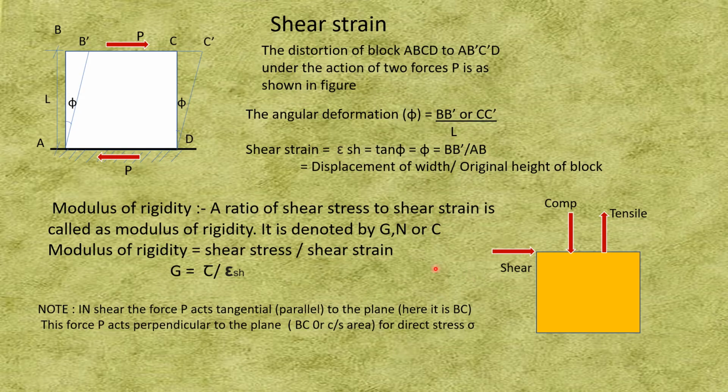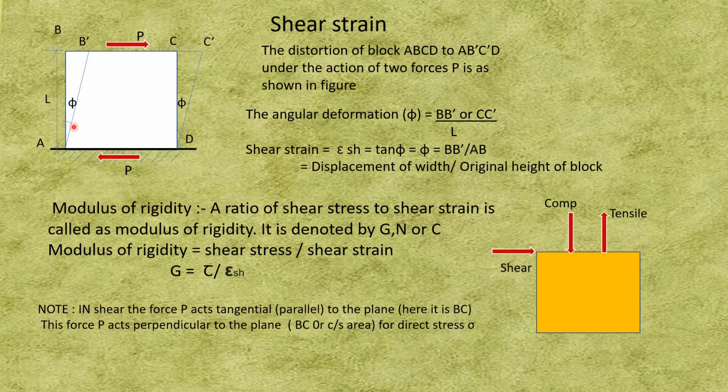Now let us see what shear strain is. Suppose this is the block ABCD again, where the force P is acting on the plane BC. A reactive force P is developed at AD at the bottom. Now the bottom AD is fixed, so points A and D will not move. But suppose due to this shear force P, B shifts to B dash and C shifts to C dash, as I have shown here. So this is the distortion of block ABCD to AB dash C dash D under the action of two forces P as shown in the figure. These are the two forces P which I have shown.